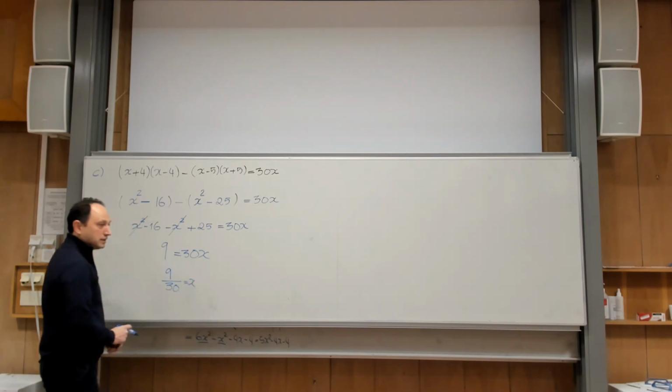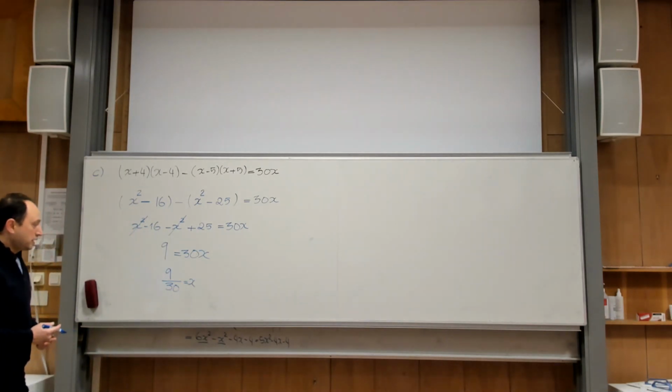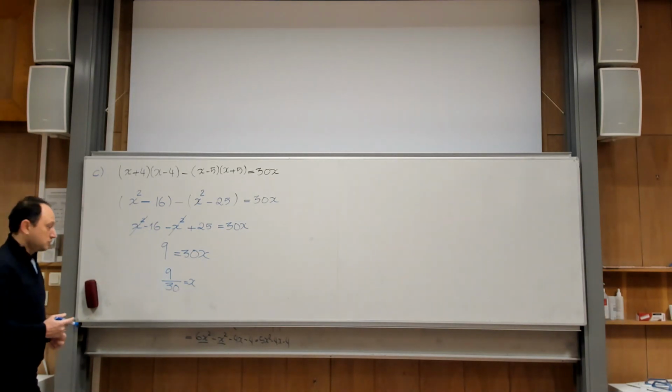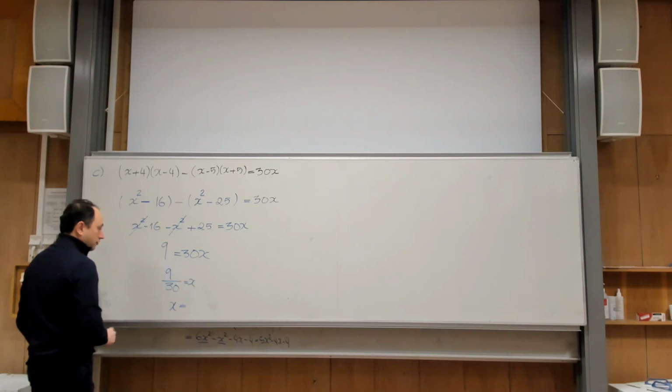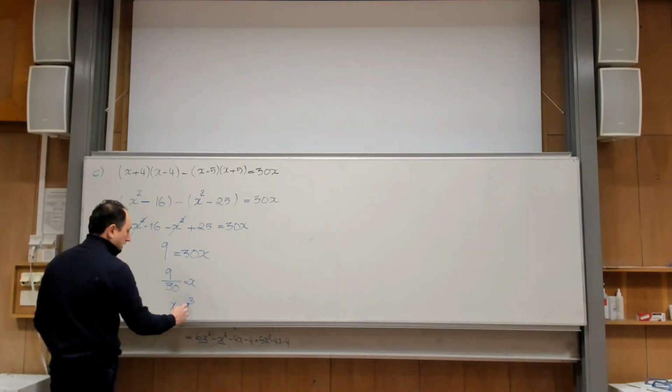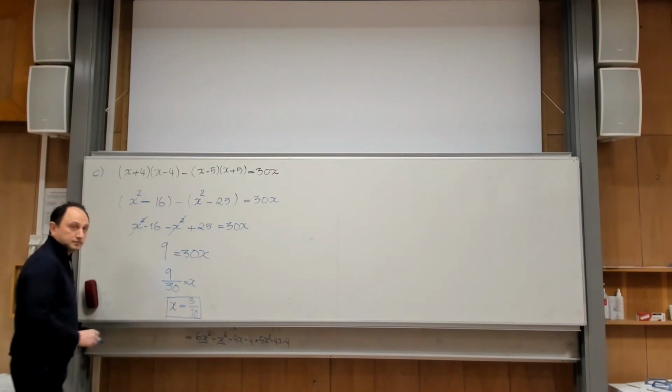But don't leave it like that, because 9 is divisible by 3. 30 is also divisible by 3, so do that. So instead of writing x on the right, I write x on the left. This becomes 3 over 10. And that is the answer to this problem. Yes?